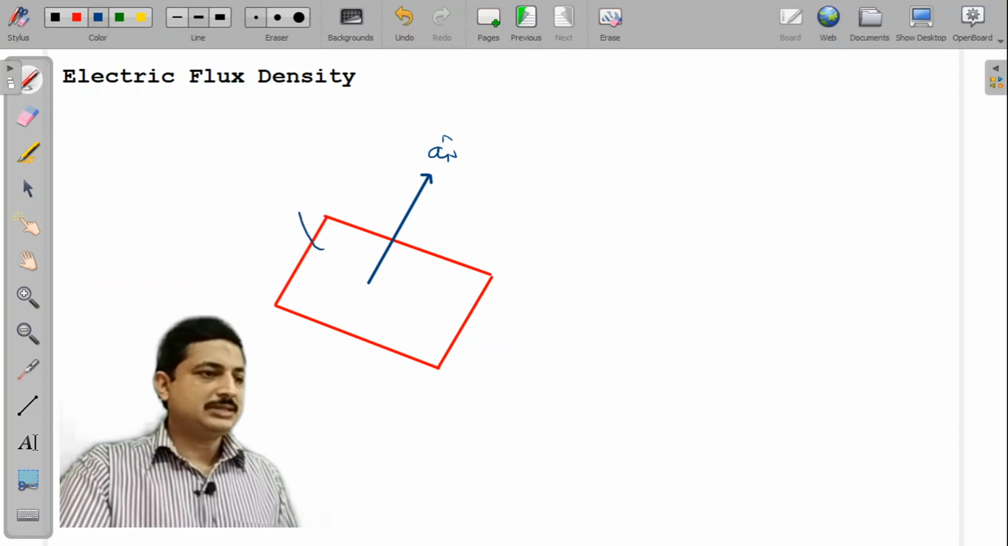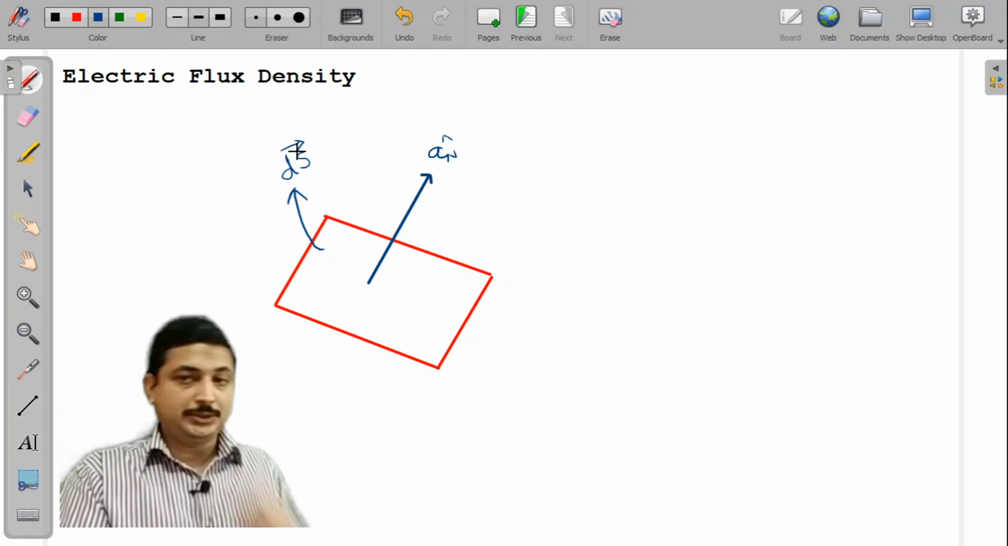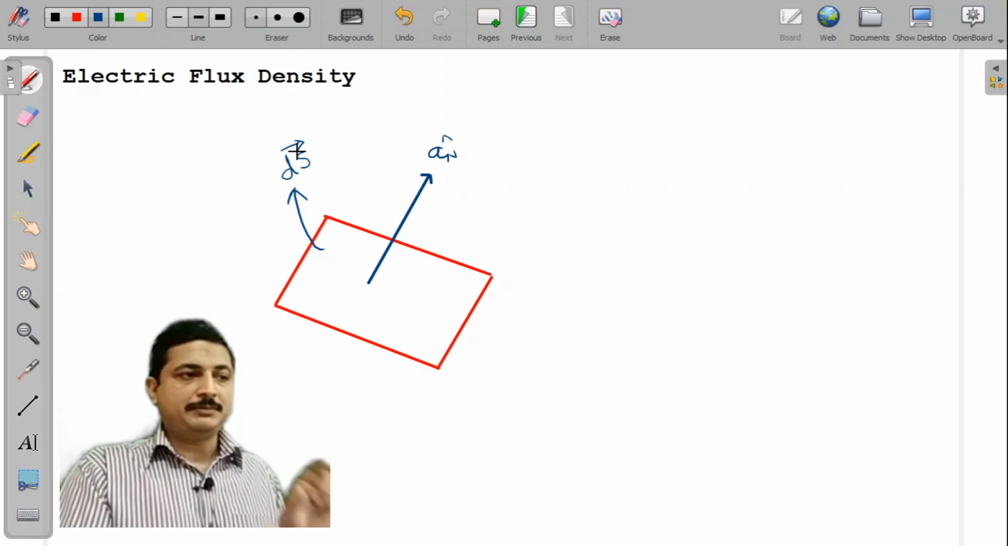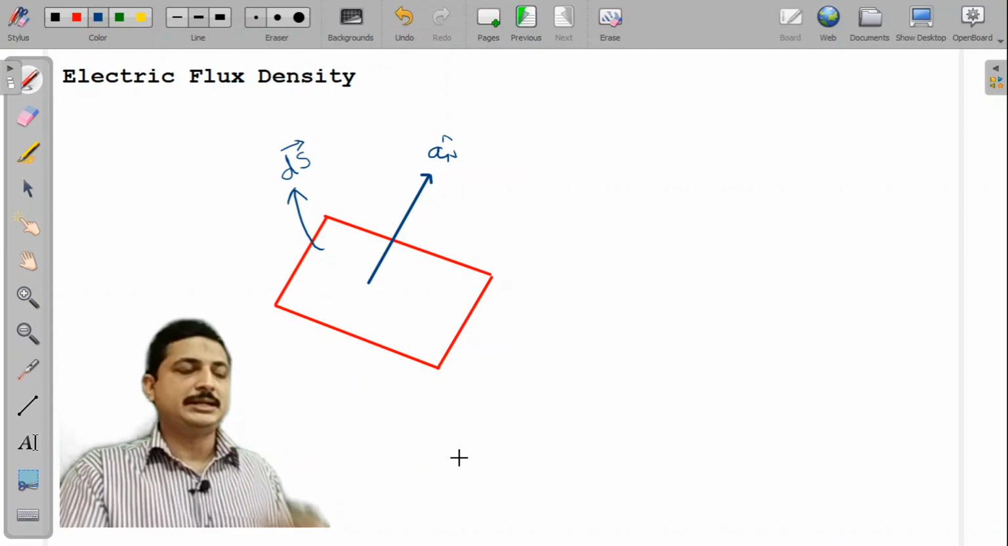So this surface is a small surface, and I take this surface as ds vector. I represent the surface area as a vector. That's what I want to tell you. Freeze this in your mind: I am taking the surface as a vector. I'll tell you the reason later.